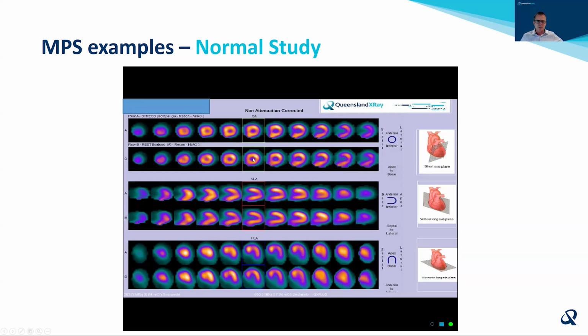So this is a nice normal study in that everything looks matched. There's no real difference between the rest and the stress images. Stress are traditionally on top, rest images on the bottom. This is a female patient. She's got a mild breast attenuation artifact, so a small match defect in the apex.